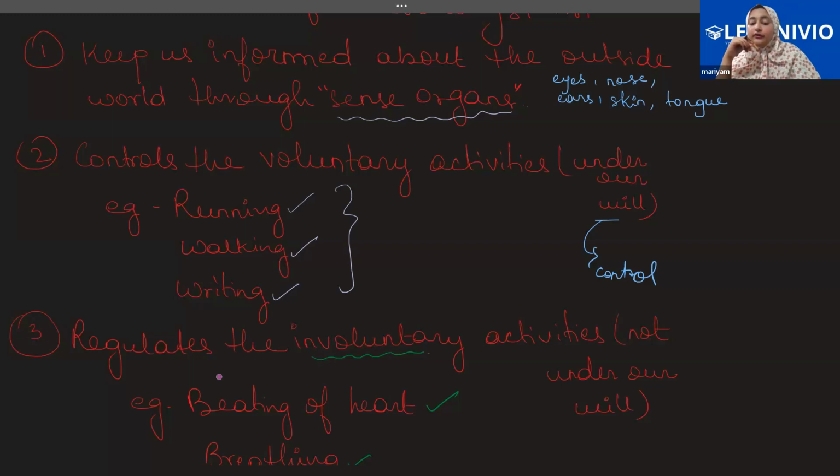That is why, for people who have had severe brain damage or injury or accident, do you see that they cannot walk? Running is a very far thing. They cannot even do basic things that they used to do. Why? Because their control system has been damaged. That is why it greatly affects that. So all of the voluntary activities are controlled by the central nervous system.